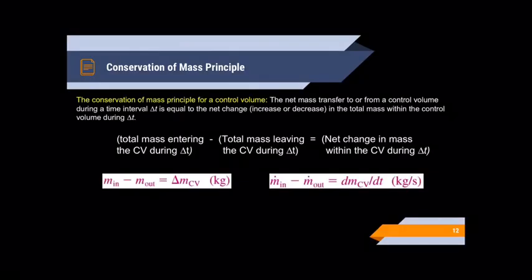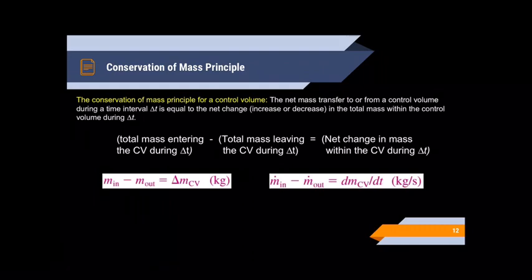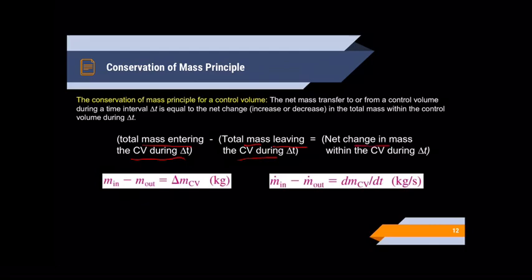So the overall principle of conservation of mass, as I mentioned before, is that the total mass entering the control volume during an interval of time, minus the total mass leaving the control volume over that time, is equal to the net change of mass.